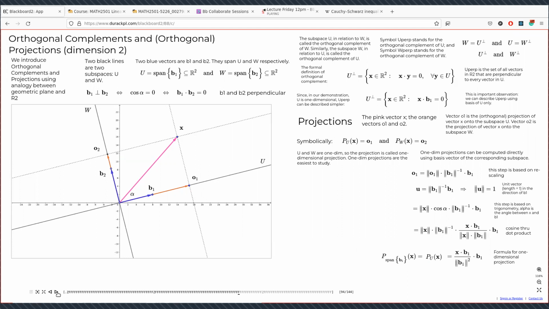Okay, let's continue. Similarly for W, there will be a similar formula, but this time I will need to use the basis vector for W, which is B2. From the geometry, that's right, yes.